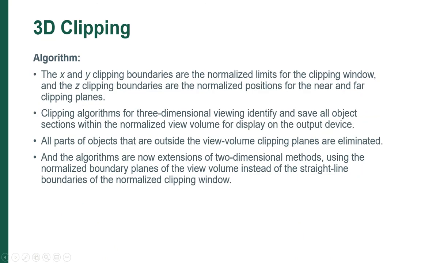Let us talk about the 3D clipping algorithm. The X and Y clipping boundaries are the normalized limits for the clipping window. The Z clipping boundaries are normalized positions for the near and far clipping planes. Clipping algorithms for three-dimensional viewing identify and save all object sections within the normalized view volume for display on the output device. All parts of the objects that are outside the view volume clipping planes are eliminated. The algorithms are extensions of two-dimensional methods, because they are not very different and only need small changes to the two-dimensional methods to obtain 3D clipping.